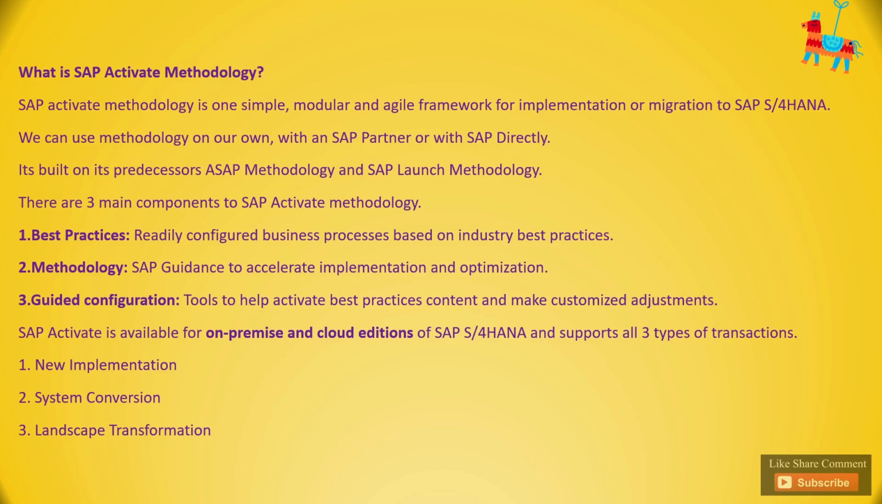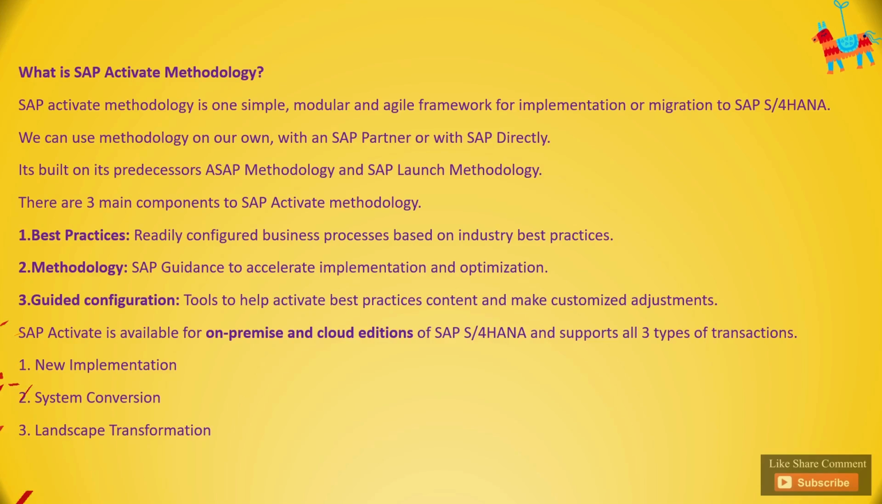Those three components are best practice, methodology, and guided configuration. Best practice, again, is a readily configured business process, and we can see if that is available. Then methodology: what kind of guidance we have from SAP that needs to be followed. And the guided configuration tool helps activate best practice. So again, these three are the key components for this particular methodology.